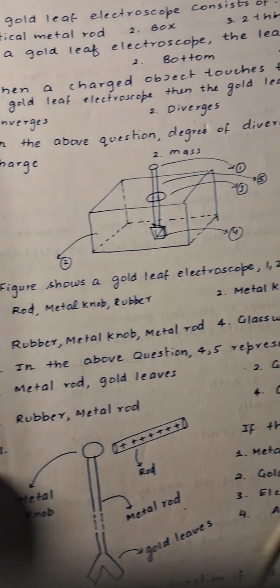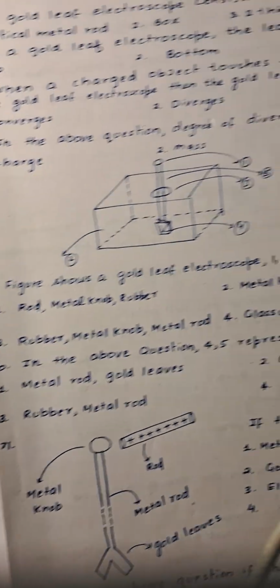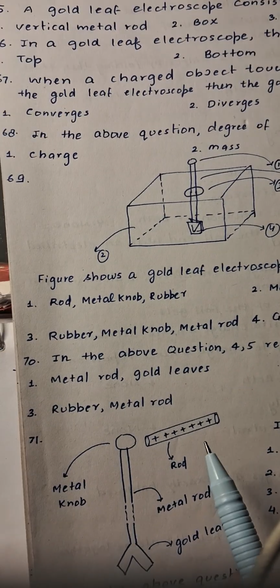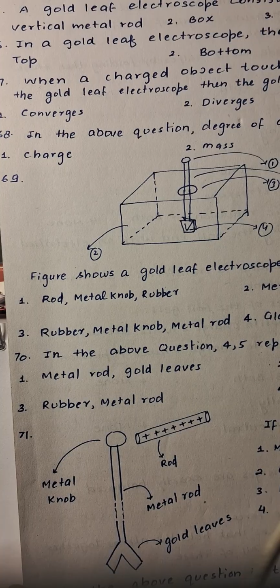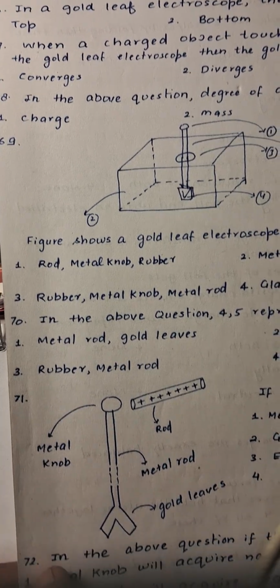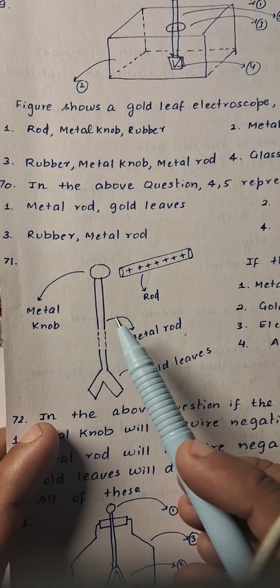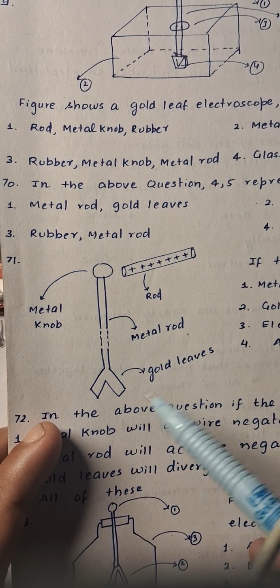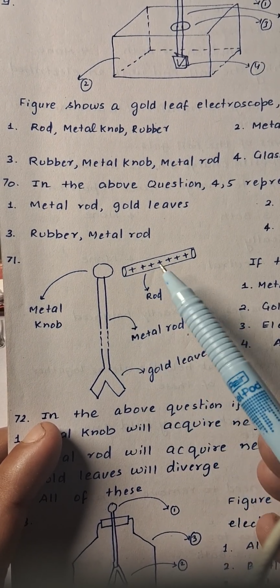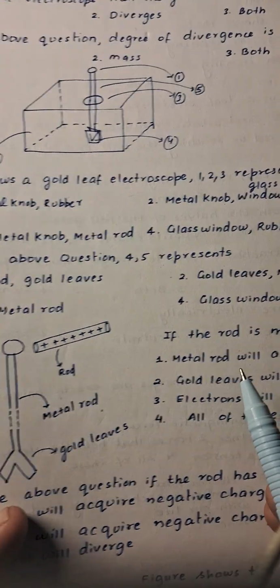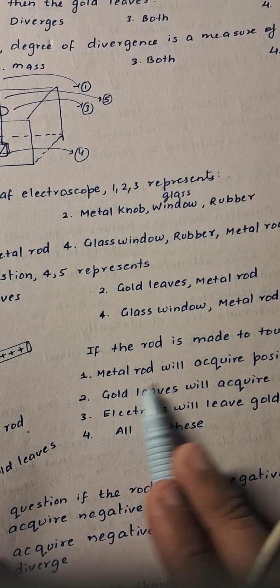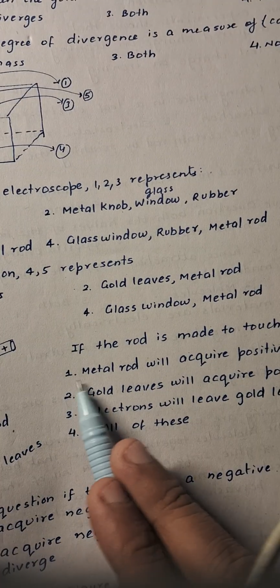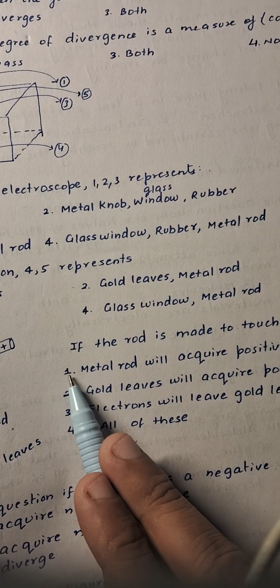The next we have question number 71, and it's like this: a metal knob is given to you and a metal rod is given, and a rod which has a positive charge is brought near this rod. Now the question is, if the rod is made to touch the metal knob, then what will happen? The first option is the metal rod will acquire positive charge. That is correct because it will acquire positive charge on touching. So the first one is correct over here.